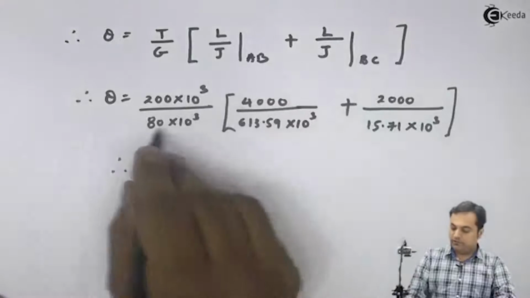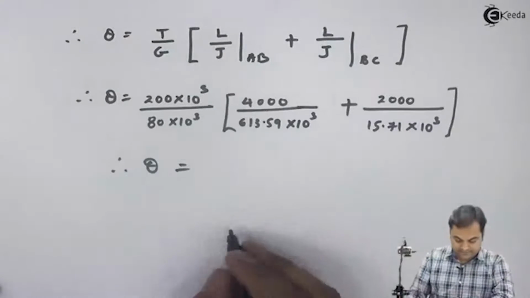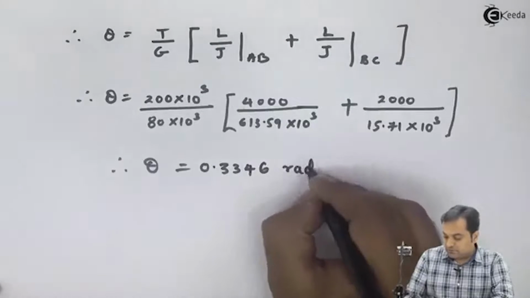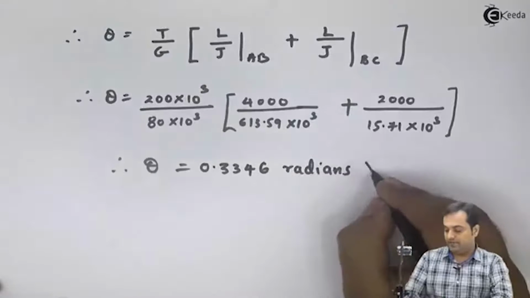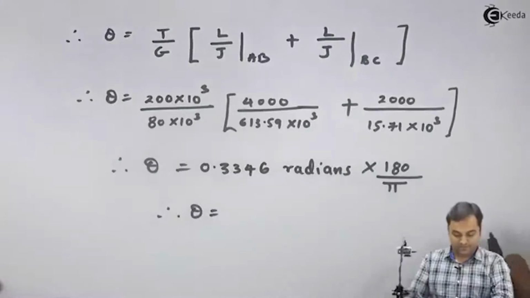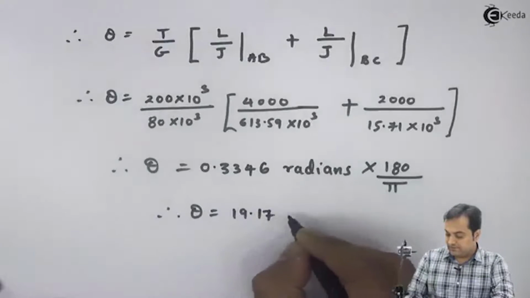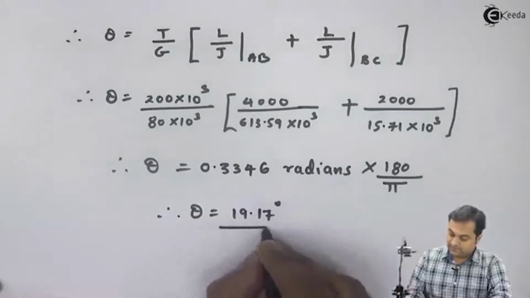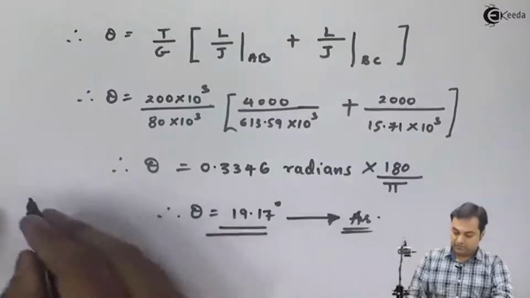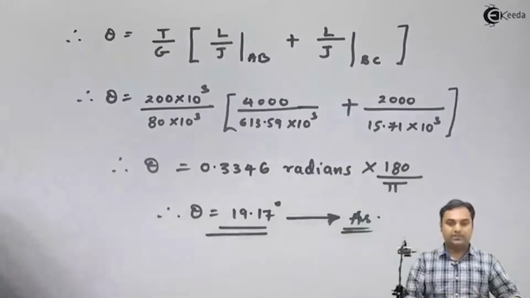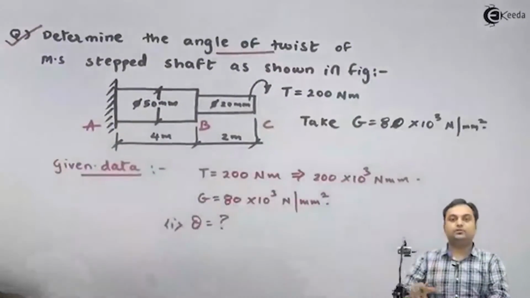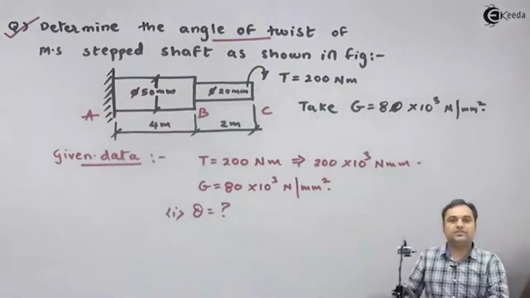Hence, if I calculate all terms here, I would be getting the value of theta as 0.3346 radians. Now, if I want to convert this radians into degree, I will be multiplying it by 180, dividing it by pi, so that I get the angle of twist in terms of degree. And hence, my answer in degree is 19.17 degree. That's the answer. So in this question, the stepped shaft would be twisted by a total angle of 19.72 degree. And with this, we complete the question.